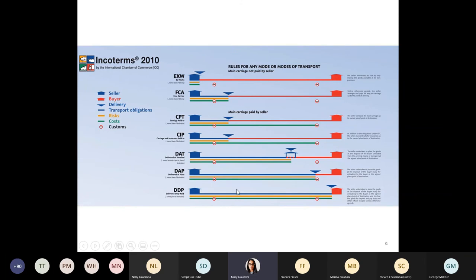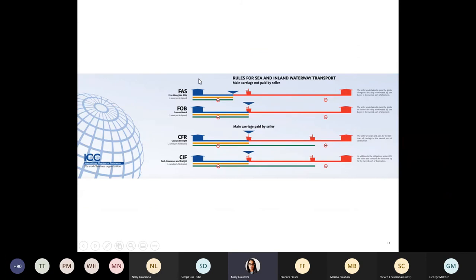So what you'll do is you take on all the cost, all the risk, and the transport obligations until it gets to my warehouse. And for me, that's the least responsibility. Okay. And the opposite was Exports, where I take on all the risk. Okay. So, and then you've got rules for sea and inland waterway. And this is where you have your ships involved.